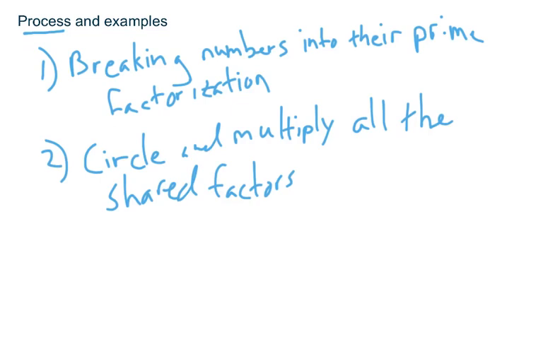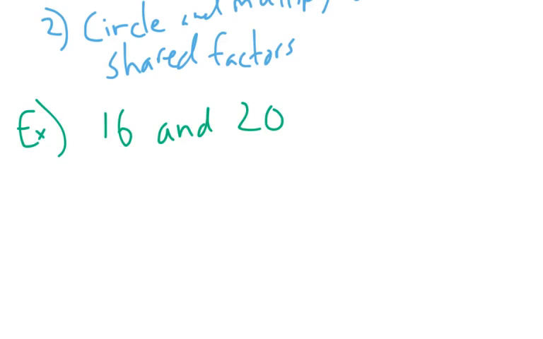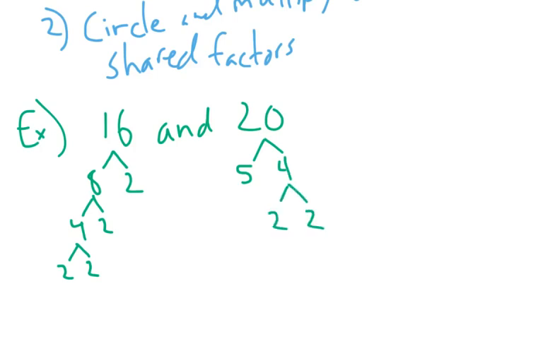So let's do some examples, and let's start off with something pretty straightforward. Let's say we have 16 and 20, and we want to find the GCF of these two numbers. Well, what I'm going to do is break down each number. So 16 is 8 times 2, and then that gives me 4 times 2 and 2 times 2. So I now have the prime factorization of 16. Then I go to 20 and I'll go 5 times 4, and here I'll get 2 times 2.